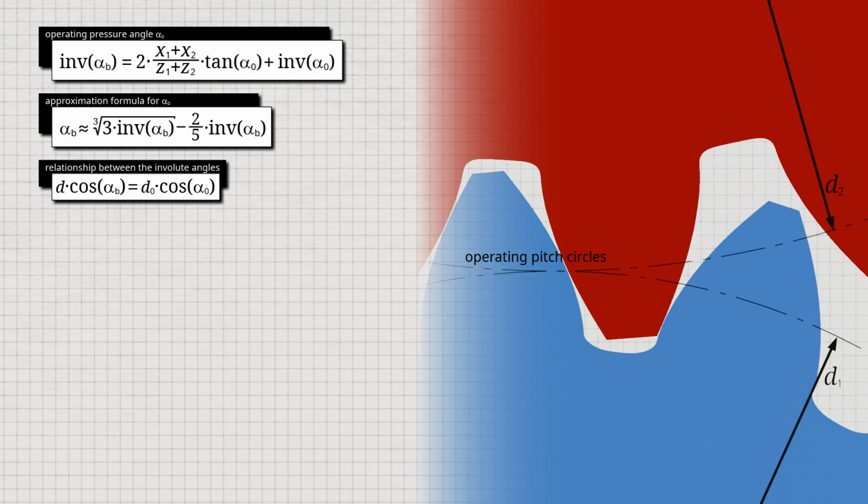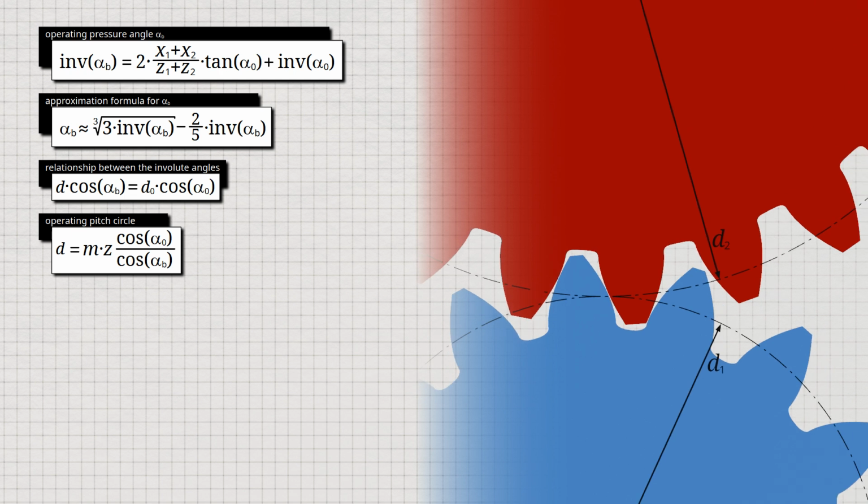We now solve this equation for the operating pitch circle diameter d. The pitch circle D0 is expressed as the product of the module and the number of teeth. This gives the formula shown for determining the operating pitch circle. Note that any profile shift is taken into account by the operating pressure angle. For gears without profile shift, the operating pressure angle is equal to the standard pressure angle, and the operating pitch circles are therefore equal to the reference pitch circles.